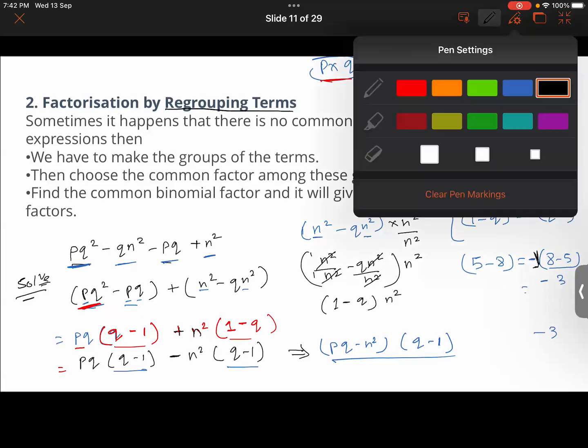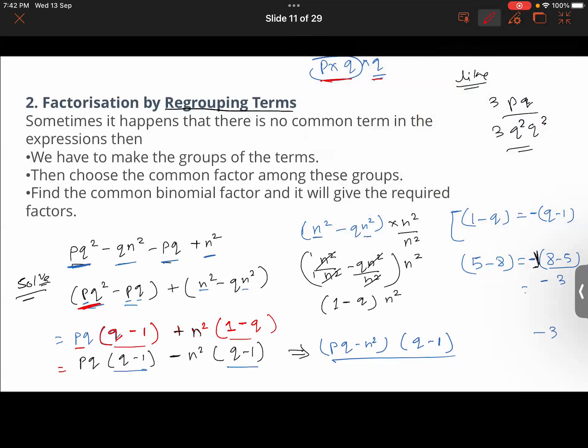So whenever you have to take a common term, you can simply multiply the equation and divide the expression with the same term. That's the method of getting the common term.